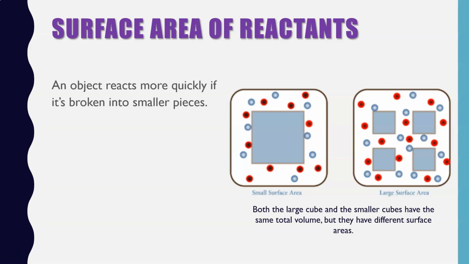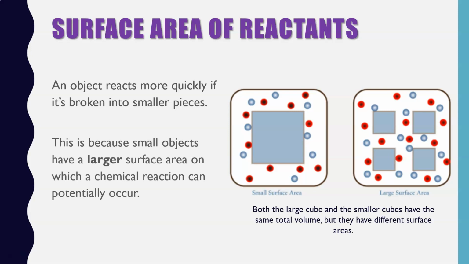We've got a large cube and we've got 4 smaller cubes, and as you can see we've got more surface area on the 4 smaller cubes because we've got all that inside area that we didn't have on the large one. So if we break our reactant into smaller pieces, we get more opportunity for reaction to occur. Okay, and that's because small objects have a larger surface area for chemical reactions to occur.